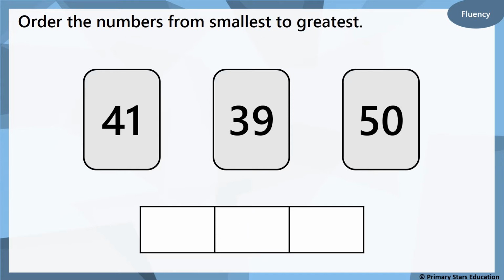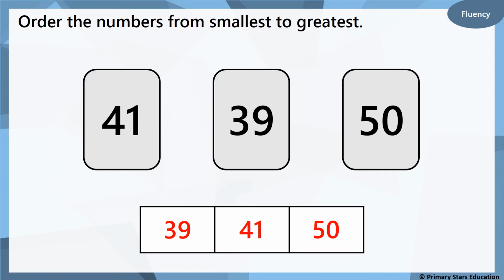Can you order these from smallest to greatest? Write them down and pause me if you need to. Okay, let's see if you got it right. What's the smallest number? 39. Fantastic. And which number's next? 41. And the greatest number up here is 50. Brilliant. Well done.